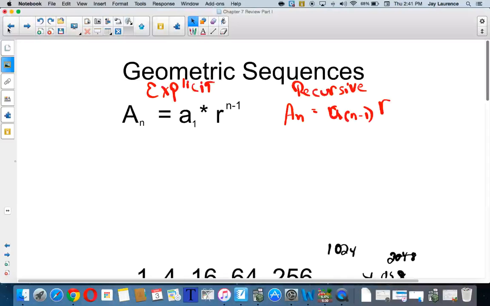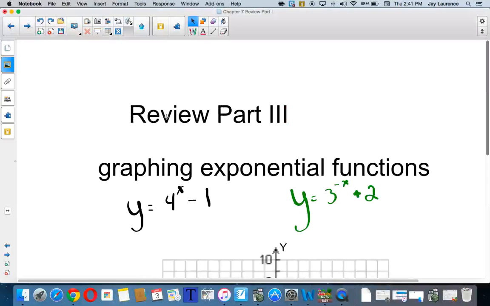I don't think I have another page. Nope. Okay, there we go. This is part 3. There we go. I couldn't see the part 3.